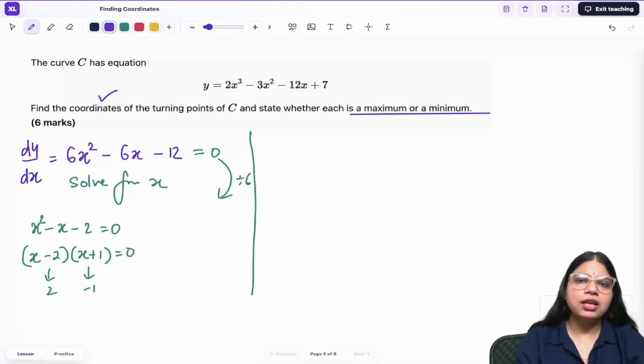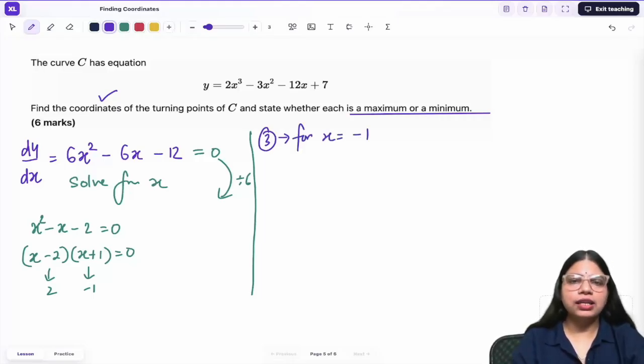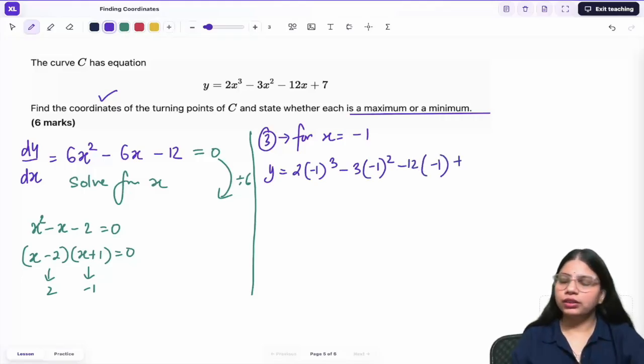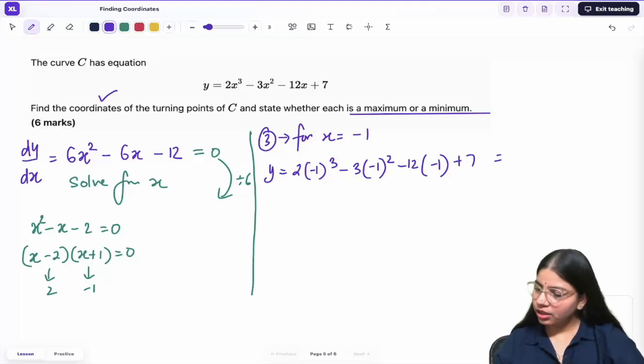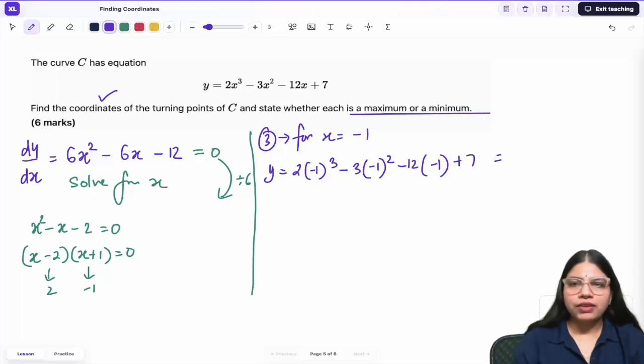So for step 3, we are going to be finding out the value of y. For x equals minus 1, y is 2 times minus 1 cubed minus 3 times minus 1 squared minus 12 times minus 1 plus 7. So that gives me 14. Are we getting the same value? Good. And for x equals 2, let's find out the value of y.